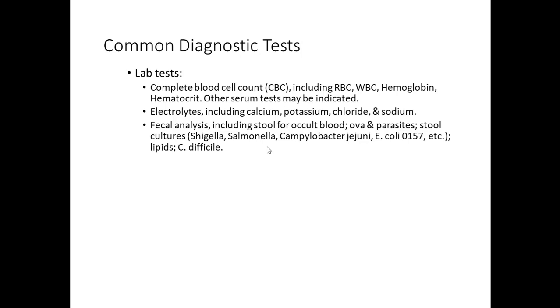A lot of times electrolytes will be drawn, specifically calcium, potassium, chloride, and sodium. And then you might also see a fecal analysis. This is looking for blood. You can do occult blood. They might be looking for ova and parasites. They might be doing things like stool cultures. Might be looking for lipids in the stool, and then also a C.